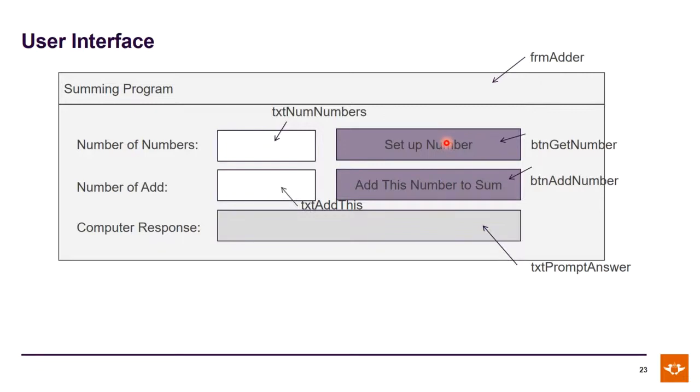Hopefully you're like, oh, that's straightforward, because all that happens is we're going to capture the number that the user specifies here and store it in a variable. That's all. Does this make sense?